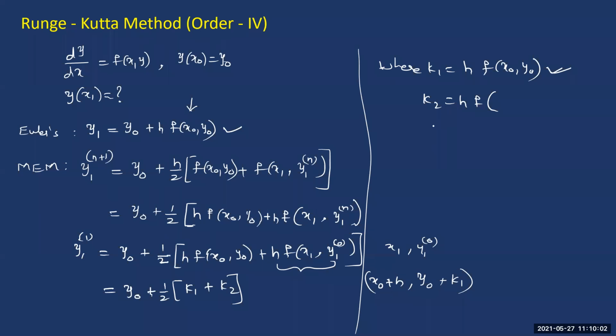But if I rewrite it, what is this here? h into f of x1. I can write that x1 as x naught plus h, which you know already. And here y1 0 is there. What is actually y1 0? It is y naught plus h into f of x naught y naught. Right? This is your initial approximation, which you got from Euler's method, isn't it? So this is equal to y naught plus, and moreover, we have assumed this point as k1, so that here the y coordinate is y naught plus k1.